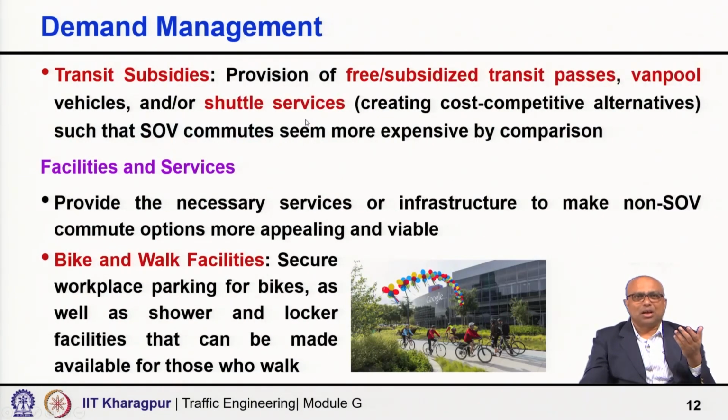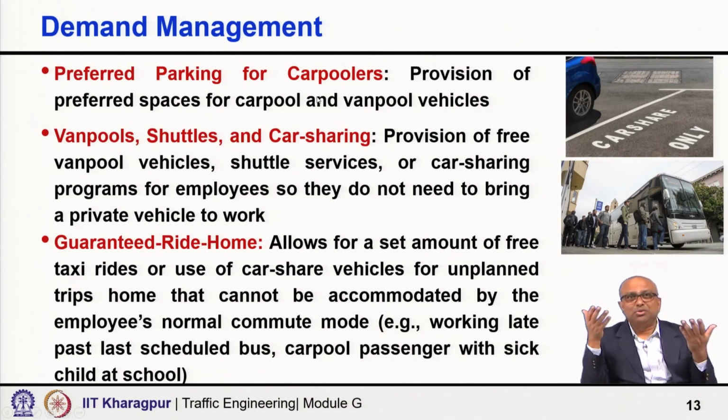Preferred parking for carpoolers. So, if you are using carpool or van pool vehicles, then your vehicle will get priority for parking. Van pool shuttles or car sharing: provision of free van pool vehicles, shuttle service or car sharing program for employees, so that they do not need to bring a private vehicle to work. So, you are offering such kind of free van pool vehicles, shuttle services or car sharing program for employees. So, they do not get encouraged to bring their own vehicles.